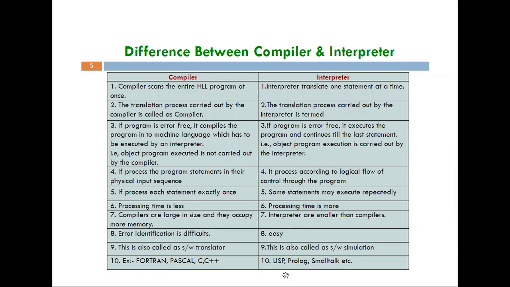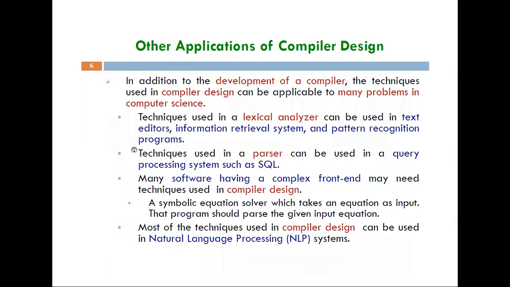Whereas interpreter examples are Lisp, the list processing programming language, then Prolog, the logic programming language, then Smalltalk, which is another programming language, etc. So these are the major differences between compiler and interpreter. Then there are some other applications of compiler design with respect to phase-wise compilers.